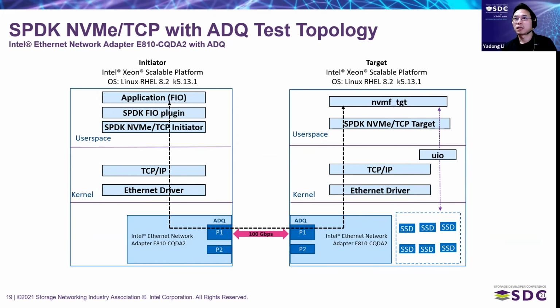On the target side, it runs the same SPDK stack, but it is used for the NVMe over TCP target. And one thing to note here is we have 6 Optane SSDs. This is Cold Stream SSDs. Okay, so this is a very simple view of this back-to-back test configuration using Intel Ethernet network adapter E810. So the performance we're going to show you is the performance data from the initiator, which is from the system on the left side of this picture.